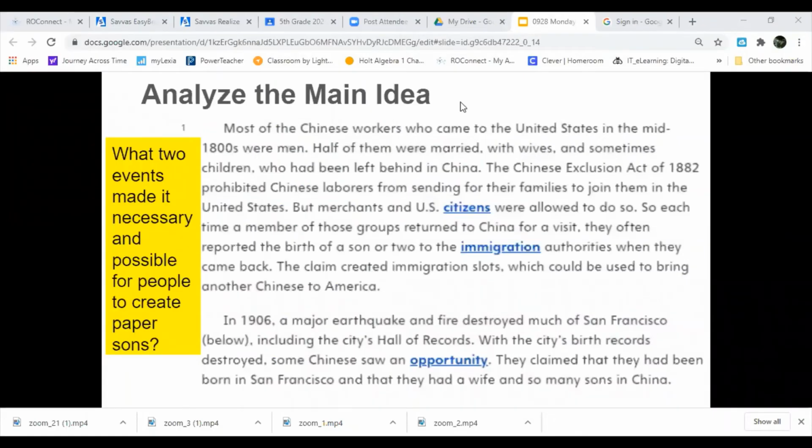Let's analyze paragraphs 1 and 2 to see if we can find reasons why it was necessary and why it was possible for people to create paper suns.